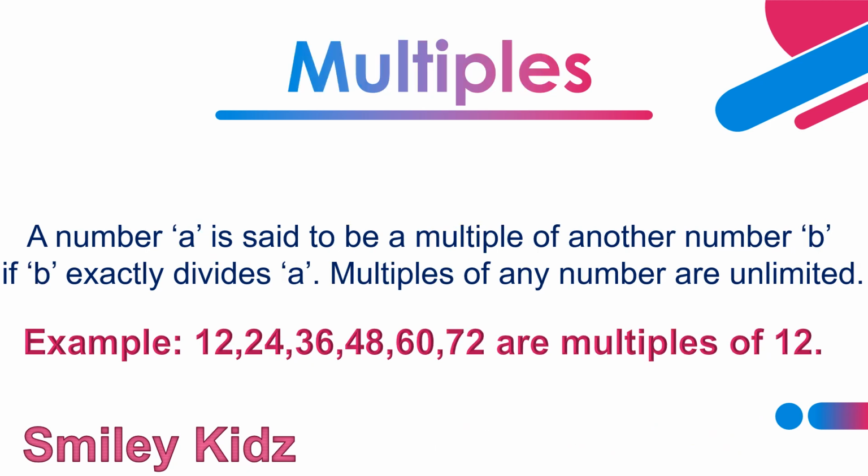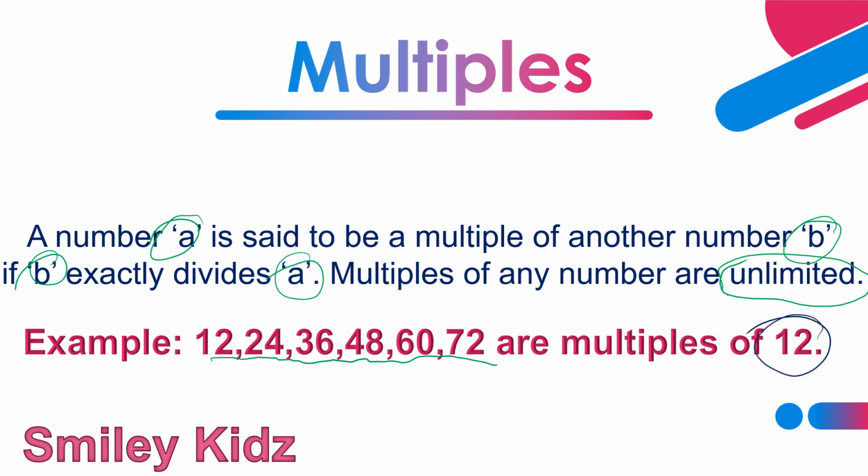Multiples. A number A is said to be a multiple of another number B if B exactly divides A. Multiples of any number are unlimited. Example 12, 24, 36, 48, 60 and 72 are the multiples of 12. Here I gave only multiples till 72, but there are unlimited multiples of 12.